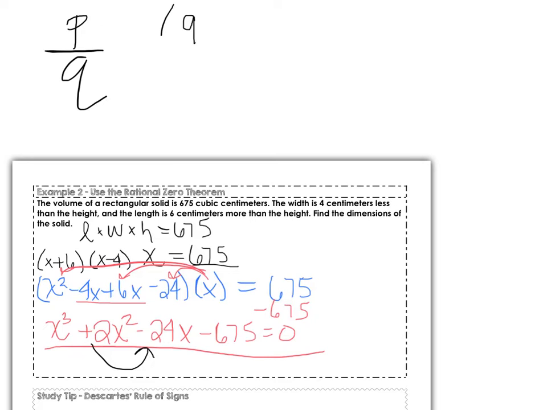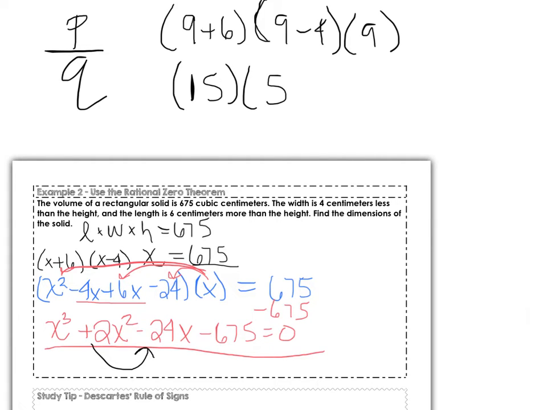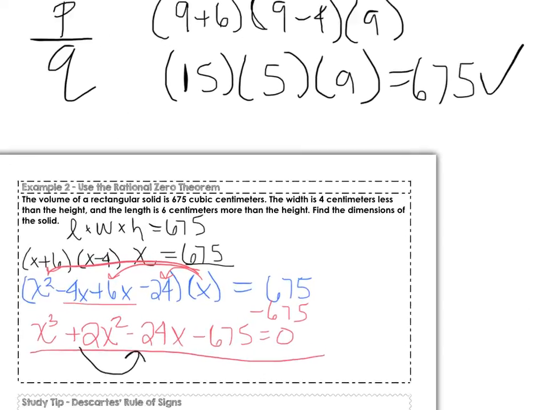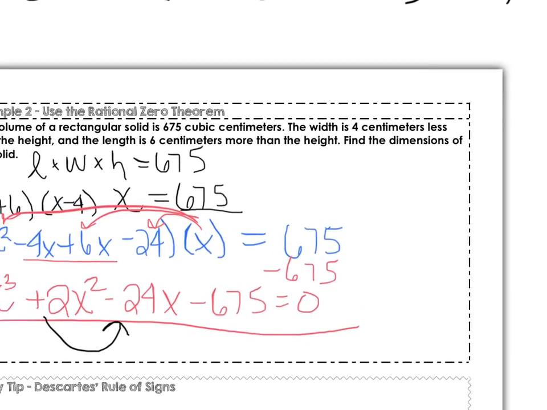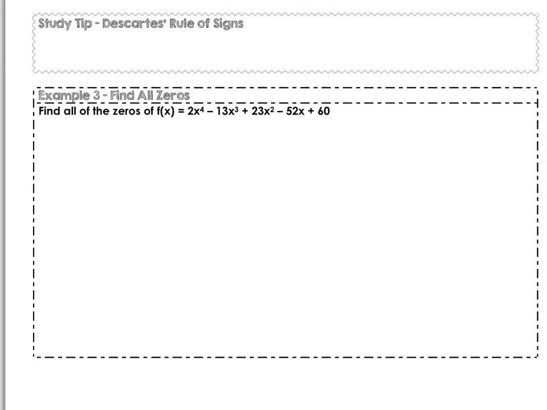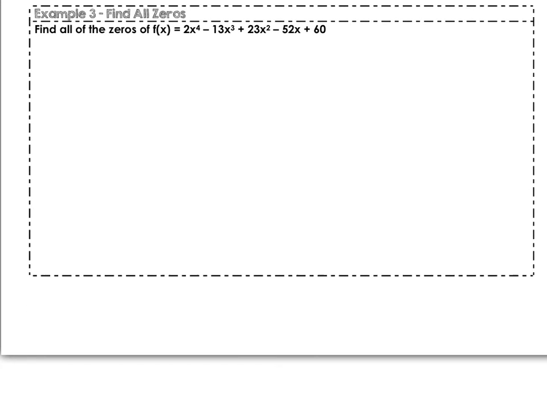So if we plug that into our little expression to find the volume, we're going to have 9 plus 6 times the quantity of 9 minus 4 times 9. So we have 15 times 5 times 9, and ta-da, it equals the volume. So yeah, I skipped a few steps, so please make sure you're checking over your p's over your q's with the process done in the textbook. So now let's take a look at example 3.